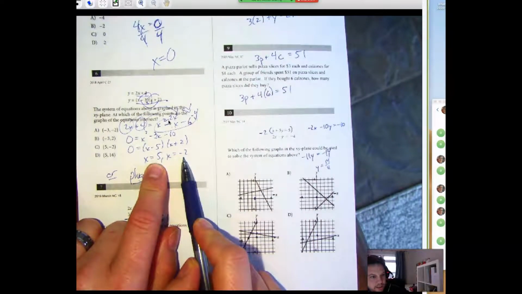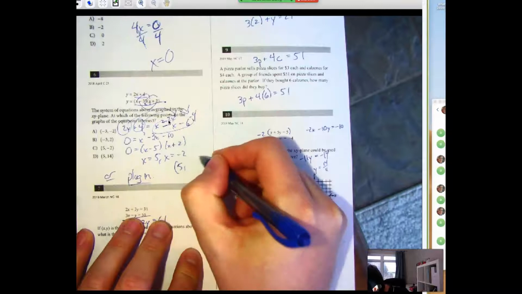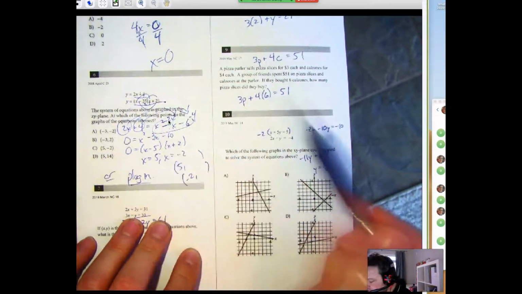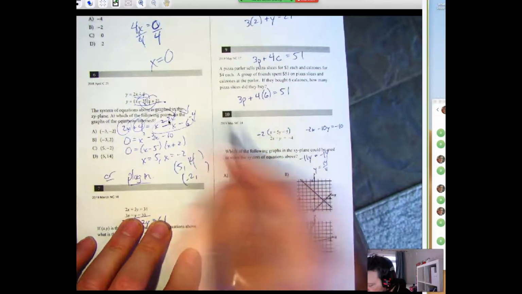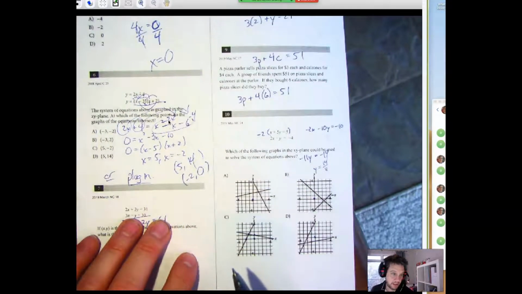So I got 2 x values here, 5 and negative 2, but those are just x values. So I got 5, comma, and negative 2, comma. And the way I find the y values is go back and plug in. So if I plug 5 in up here, I get 14. If I plug negative 2 in, I get 0. So those are the 2 intersection points.